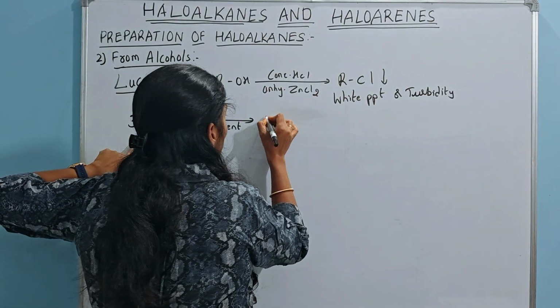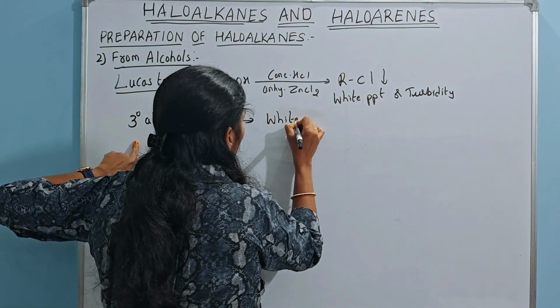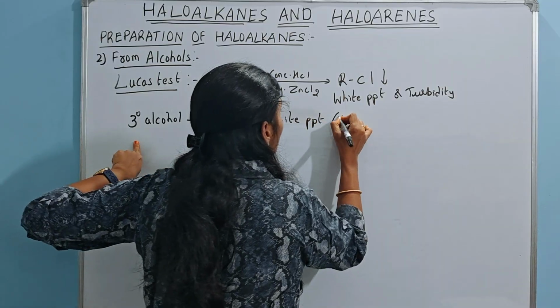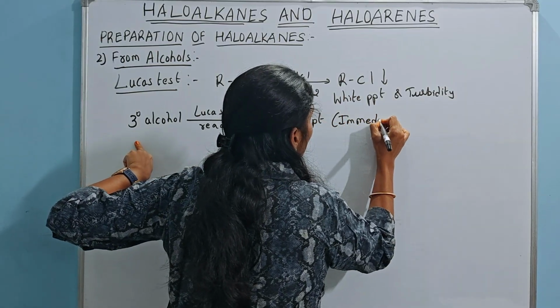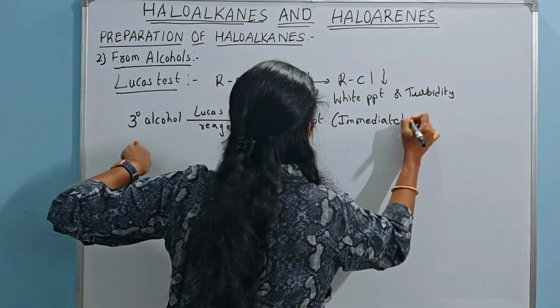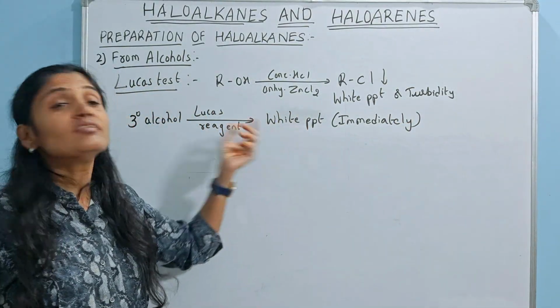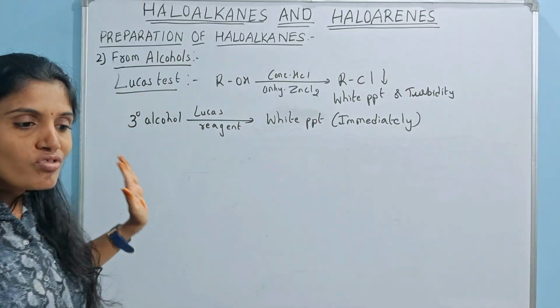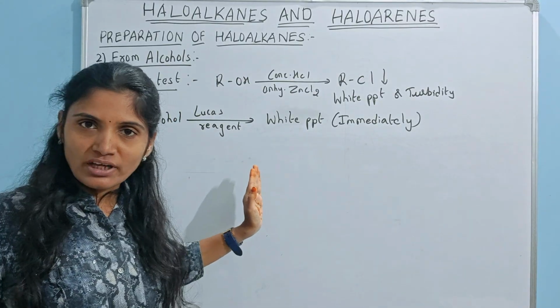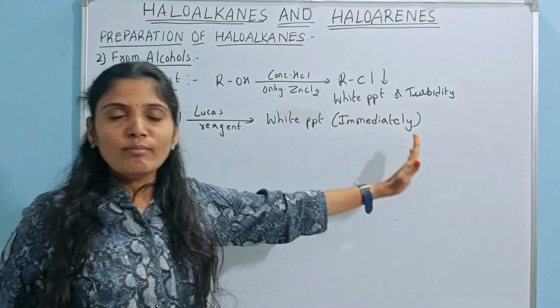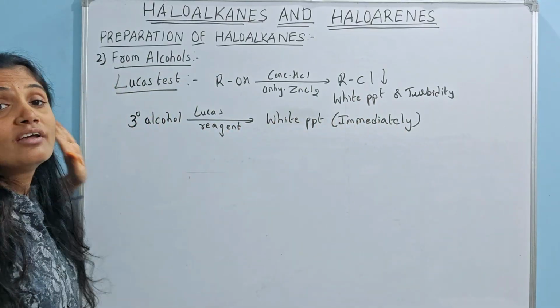So tertiary alcohols will produce a white PPT, and they will produce it immediately. So if you see a white PPT formation immediately, which type of alcohol is it? Then it is a tertiary alcohol. Tertiary alcohol on reaction with Lucas reagent gives a white PPT immediately because the rate of reaction is high.